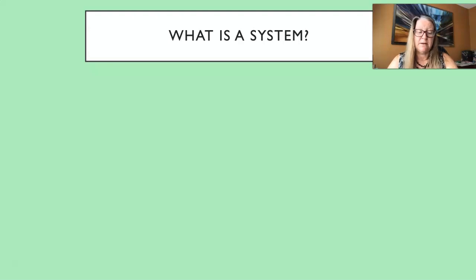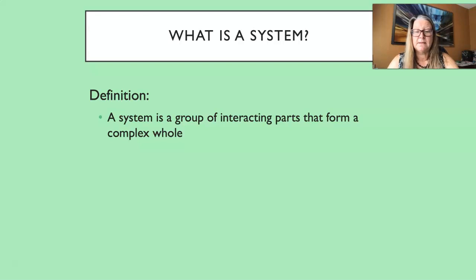Okay. So here's my definition of a system. It's a group of interacting parts that form a complex whole. Now that might seem like a kind of vague definition, but if you think about some examples, it kind of fits a lot of them. So maybe you came up with some examples. Here are some that I came up with.